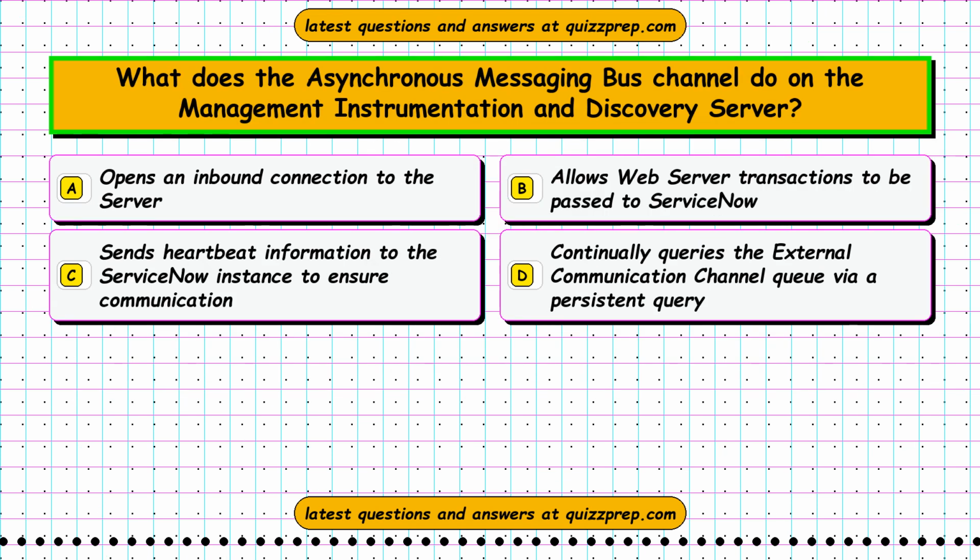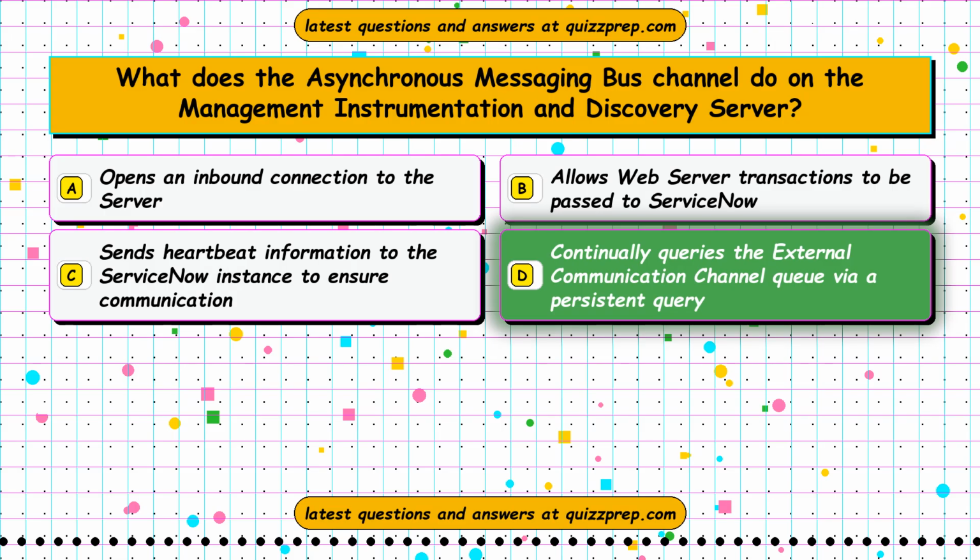Question 53. What does the asynchronous messaging bus channel do on the management instrumentation and discovery server? Option A. Opens an inbound connection to the server. Option B. Allows web server transactions to be passed to ServiceNow. Option C. Sends heartbeat information to the ServiceNow instance to ensure communication. Option D. Continually queries the external communication channel queue via a persistent query.